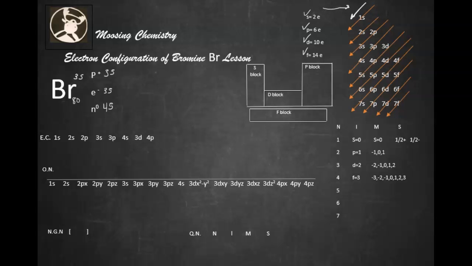So we're going to go 1s2, 2s2. See how easy that is? 2p6 and then 3s2. Then we go 3p6 and then 4s2, 3d10, and then 4p5. And that was easy.